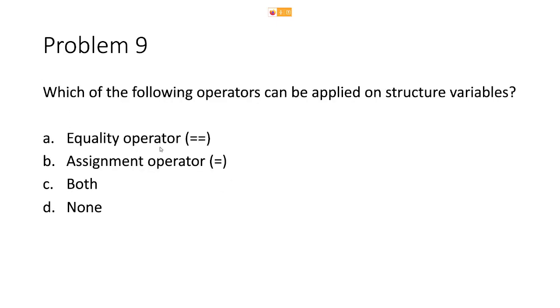Then option A is equality operator. So equality operator you cannot use here. Basically you want to use the equality operator to compare whether two structures are equal or not, but that is not allowed in C. You cannot use equal equal, like is object 1 equal to object 2. No, you cannot do that. If you want to check the equality, then you'll have to do it by member. You'll have to check the equality of each member. So option B is correct, that you can only use the assignment operator on structure variables.